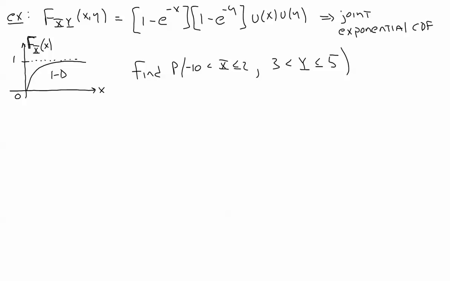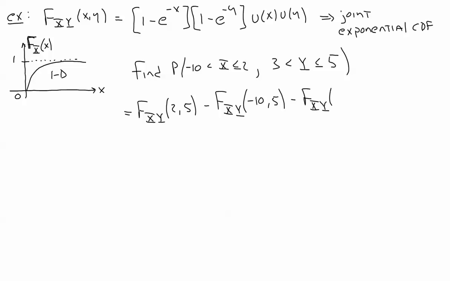All right. First of all, well, let's expand this out. My probability equals the cumulative distribution function evaluated at 2, 5, that's x2 and y2, minus my cumulative distribution function evaluated at minus 10, 5, minus the cumulative distribution function evaluated at 2, 3, plus the cumulative distribution function at minus 10, 3.